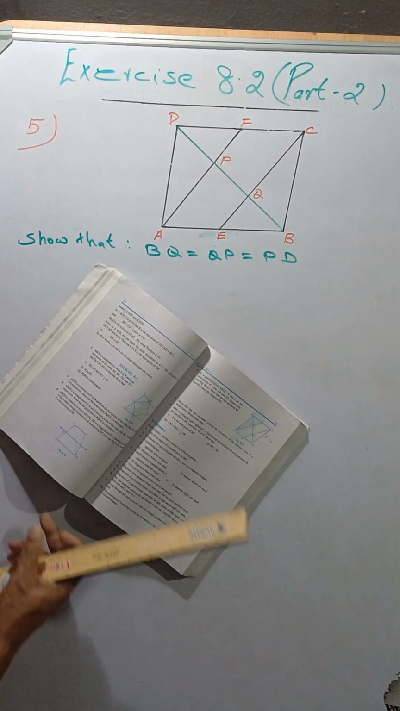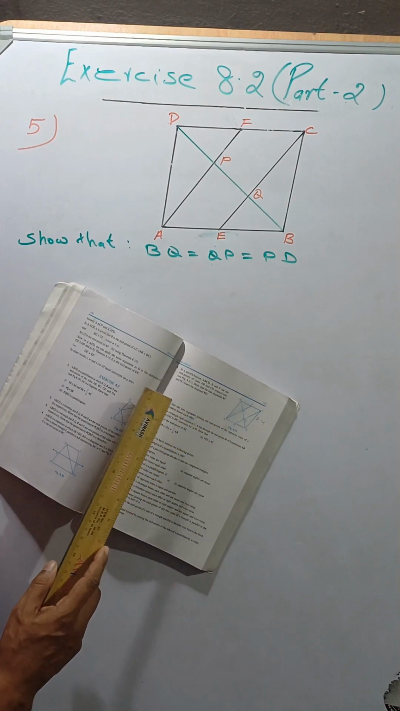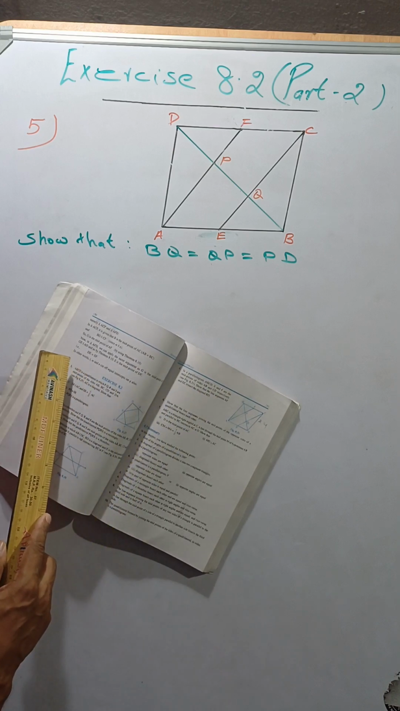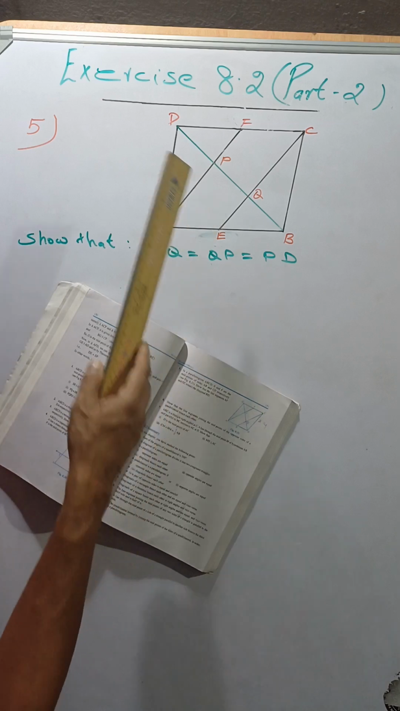In this class, I am going to explain the remaining 3 questions: question number 5, 6 and 7. The first 4 questions we have already done in exercise 8.1.